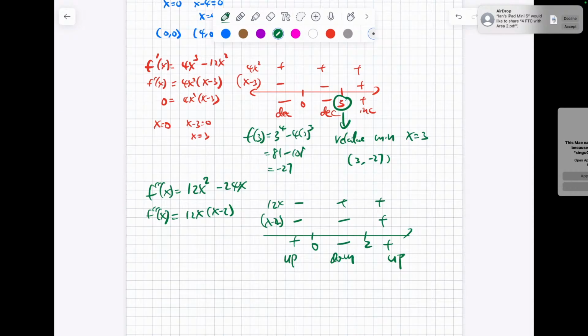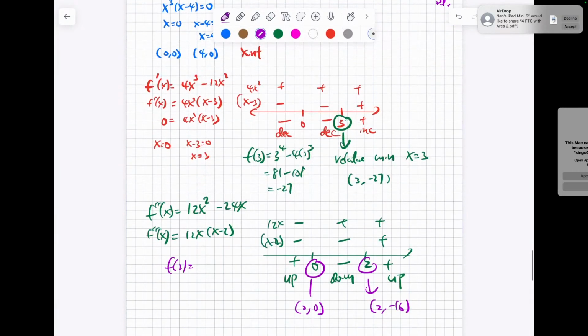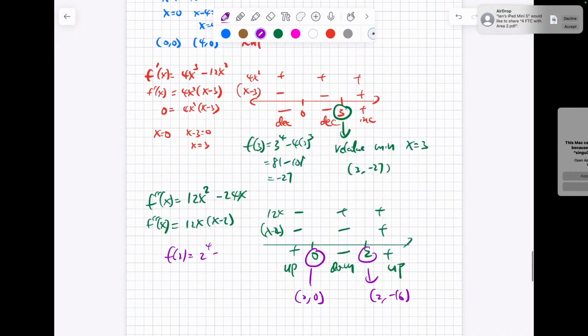How many inflection points are there? 2. Where are they? 0, 0, right? Because we plug in 0. But what about this one? 2 and negative 16. Good. Because f of 2 is equal to negative 16 according to the original function. If you don't know, it's going to be 2 to the 4th power minus 4 times 2 to the 3rd power. So that's equal to 16 minus 32, negative 16.